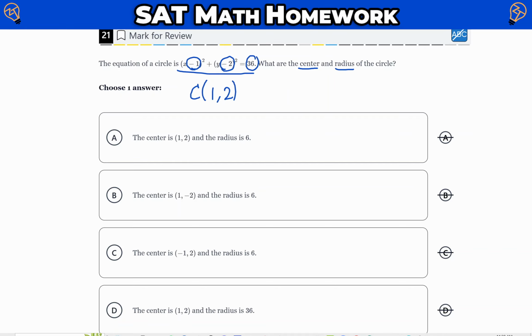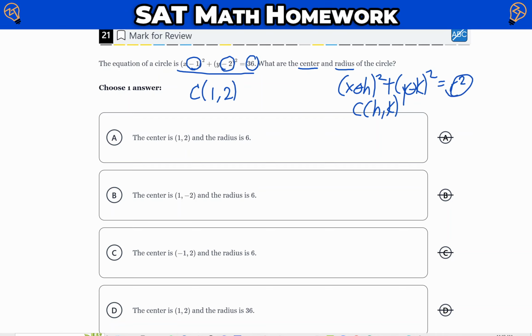Now, this right side is always the radius squared. In fact, let me show you the standard equation of a circle so you can see why I'm doing what I'm doing. Notice how we have negative, negative, which means opposite, opposite. That's why the center is just (h, k). You take the opposite of each.